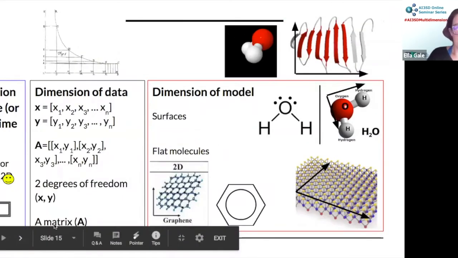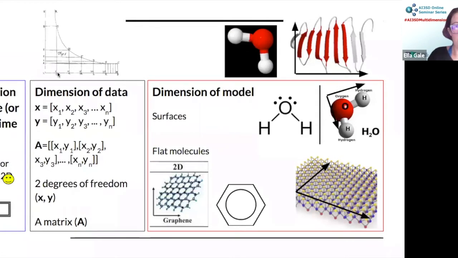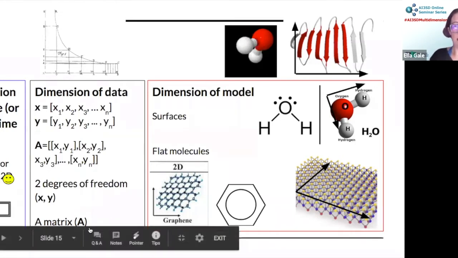Okay, 2 dimensions. So the shapes we're getting at, these are 2D shapes. And if you have data, that means, as I said earlier, your space is defined by 2 dimensions. So each point in space has an x and a y coordinate. So our data is x versus y. And this is a matrix. So in terms of chemical models, this is surfaces.